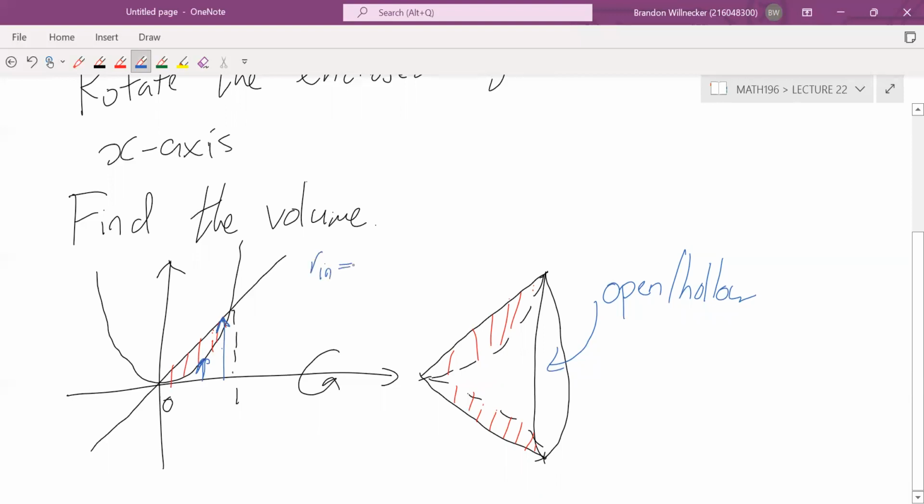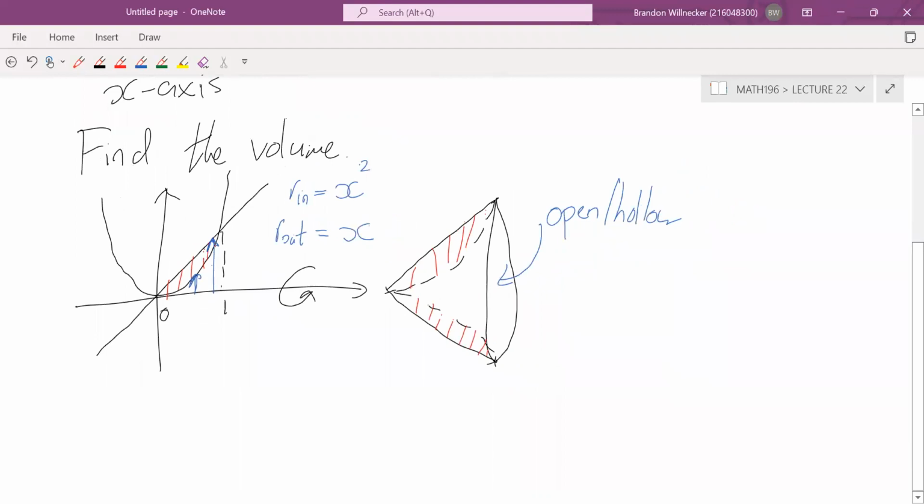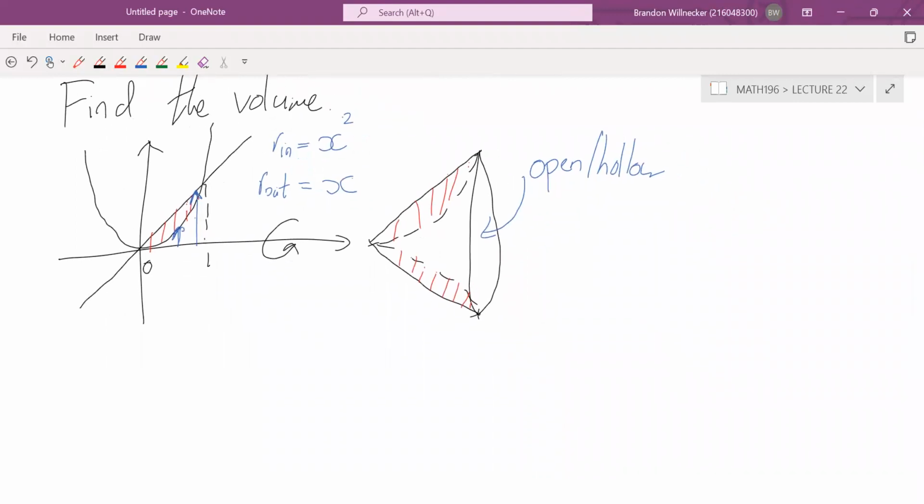So the inner radius is going to the parabola, so the inner radius will be x squared. The outer radius goes to the line, so that means the outer radius is x. Okay, so we've got the inner radius, we've got the outer radius, we've got the bounds of integration. We can then find the volume.